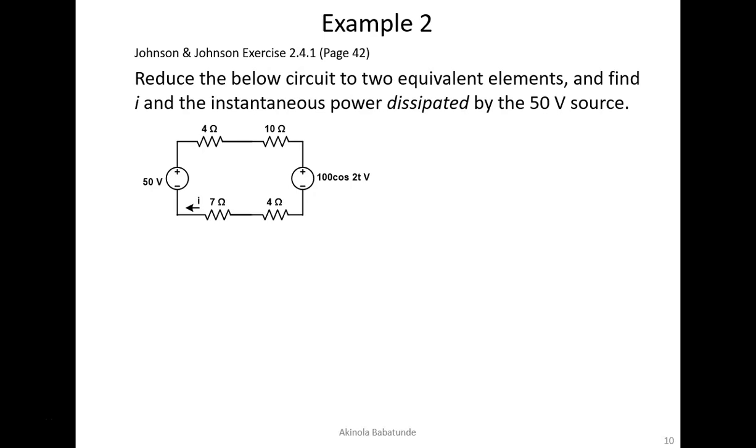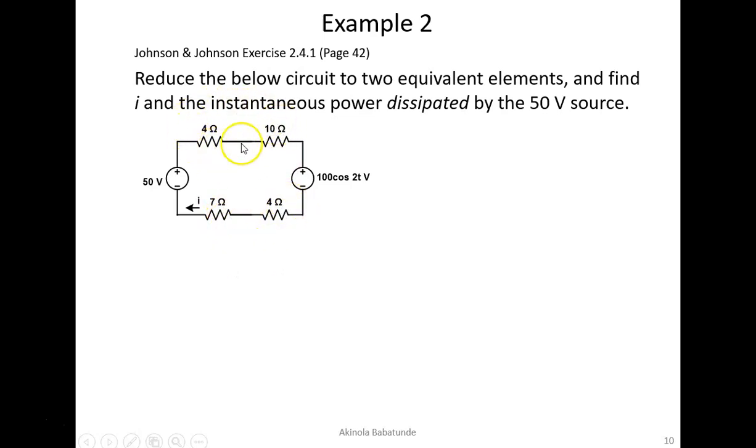Here is a simple example we can analyze together. Reduce the circuit below to 2 equivalent elements and find the current I and the instantaneous power dissipated by the 50-volt source. We have about 6 elements in this circuit: an independent voltage source of 50 volts, another independent voltage source given as 100 cos 2t volts, and a 4 ohms resistor, a 10 ohms resistor, a 7 ohms resistor, and a 4 ohms resistor.